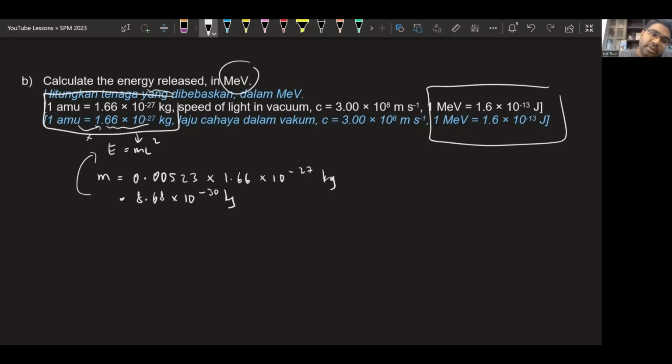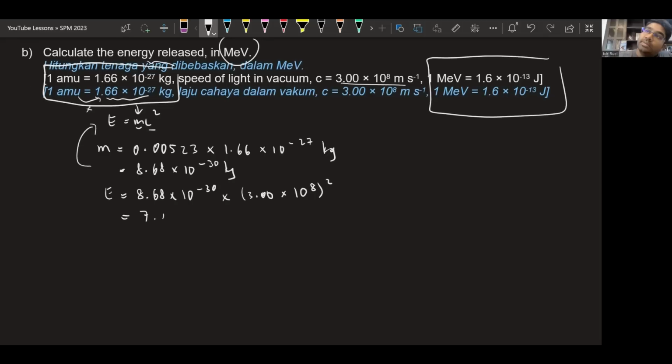Now we can take this value and substitute in here. So we will get E is equal to 8.68 times 10 to the power negative 30 times, this is the mass, and c squared. c, of course, is a constant, speed of light in vacuum, 3.00 times 10 to the power 8, squared. E is mc squared. And therefore, the energy that we will get here is 7.81 times 10 to the power negative 13 joules. Now, this is in joules. Joules is the SI unit. We are using all SI units here. Kilogram and meter per second.